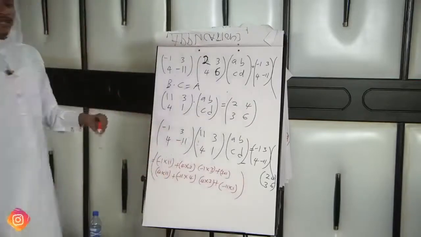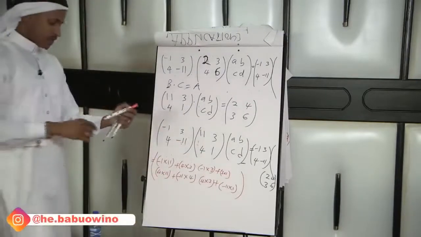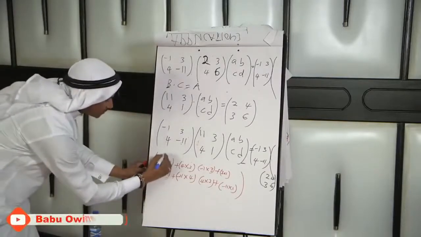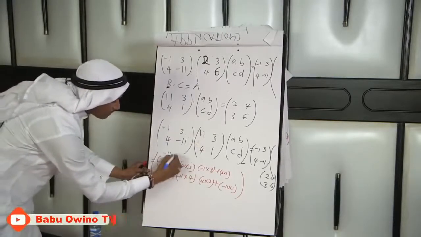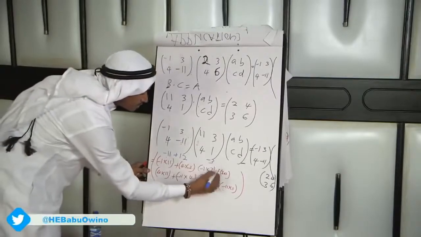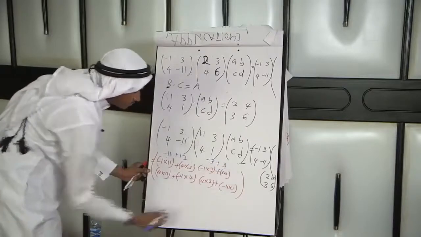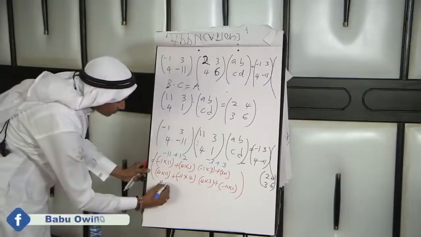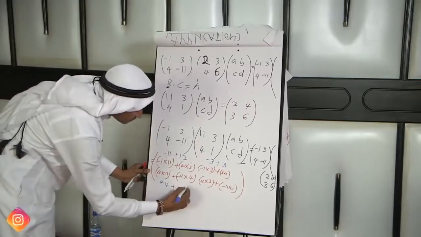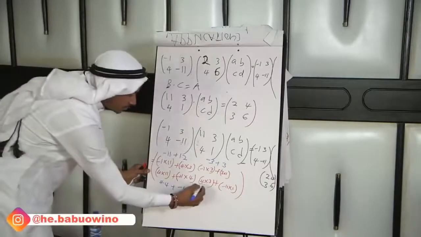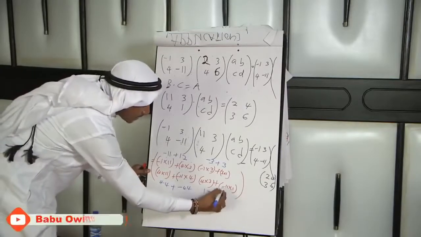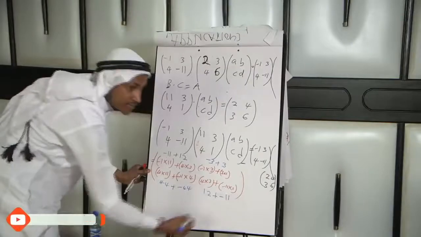Be careful with the signs, class. That is where I want you to focus. So what do we get here? Minus 1 times 11 is minus 11. Plus 4 times 3 is 12. Minus 1 times 3 is minus 3. Plus 3 times 1 is 3. 4 times 11 is 44. Plus minus 11 times 4 is minus 44. Then 4 times 3 is 12. Minus 11 times 1 is minus 11.